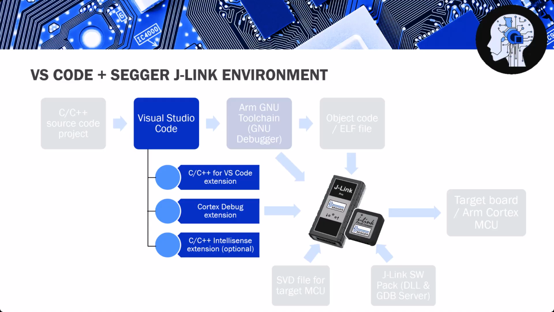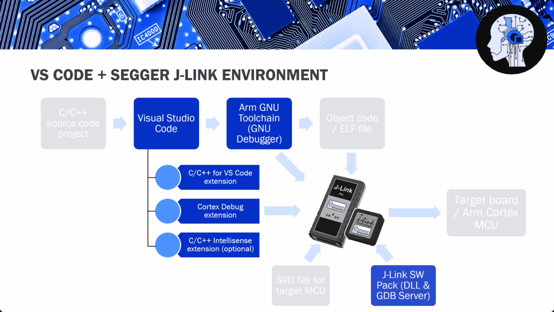The ARM GNU toolchain from the ARM developer website provides the ability to build code for ARM-based target devices. But more importantly for this tutorial, it includes the GNU debugger, also known as GDB, which is required for debugging. The J-Link software and documentation pack from the SEGGER website includes the J-Link DLL as well as the J-Link GDB server that is required for debugging with J-Link under VS Code. It also contains a lot of other useful J-Link utilities.